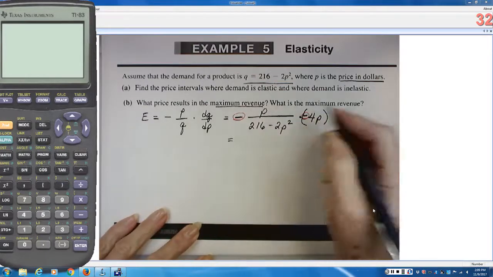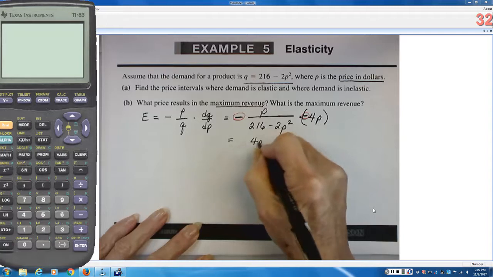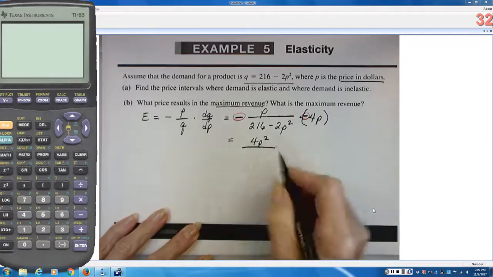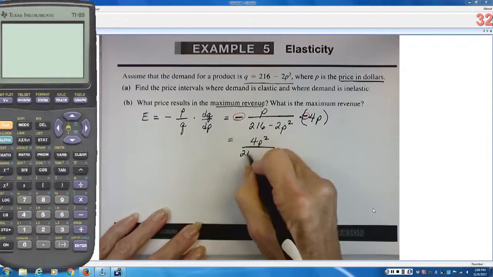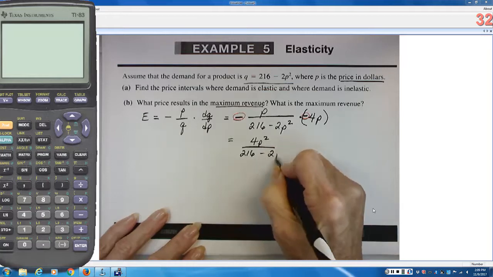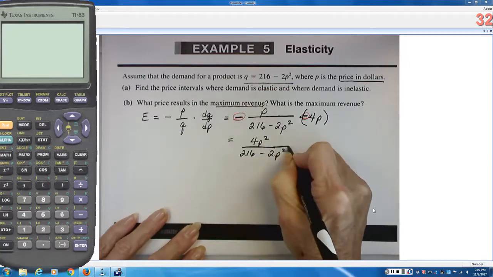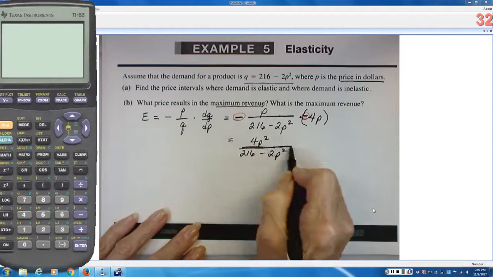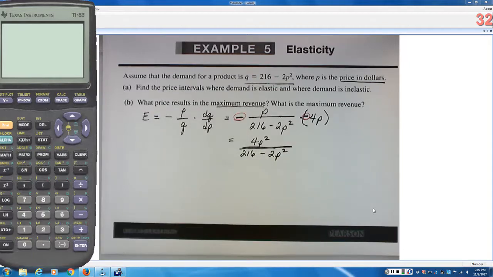And P times 4P is 4P squared over 216 minus 2P squared. And if I was in my math lab, I would say, oh, you really want to simplify that. Well, I don't care if you do or not. What we want to do is find out where it has zeros. Now, you can simplify it to help you find the zeros, or you can graph it to find out where it's zero.